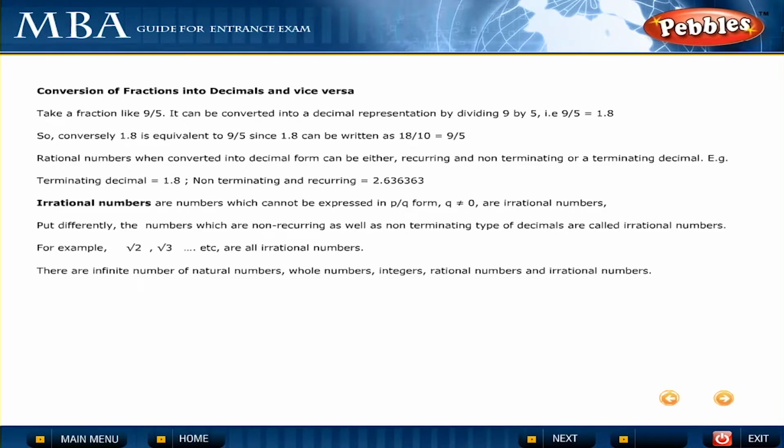Conversions of fractions into decimals and vice versa. Take a fraction like 9 by 5. It can be converted into a decimal representation by dividing 9 by 5. Therefore, 9 by 5 is equal to 1.8. Conversely, 1.8 is equivalent to 9 by 5, since 1.8 can be written as 18 by 10, which is equal to 9 by 5.